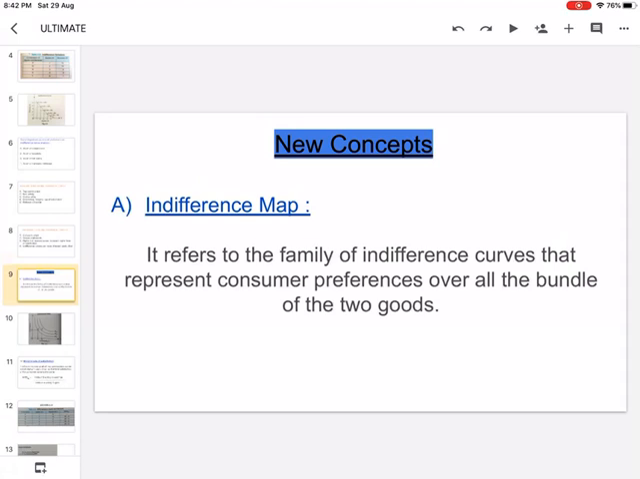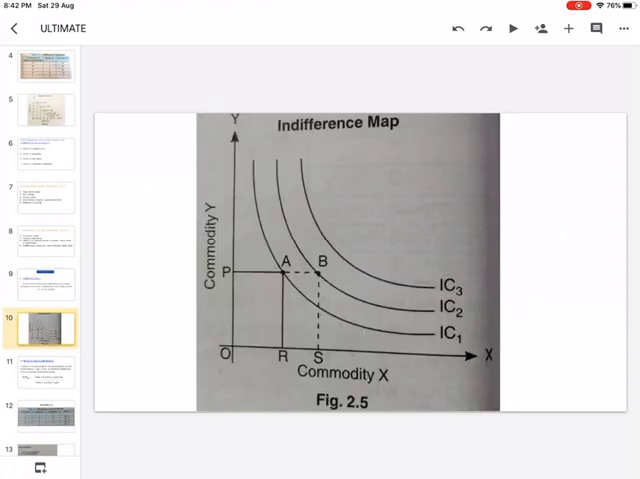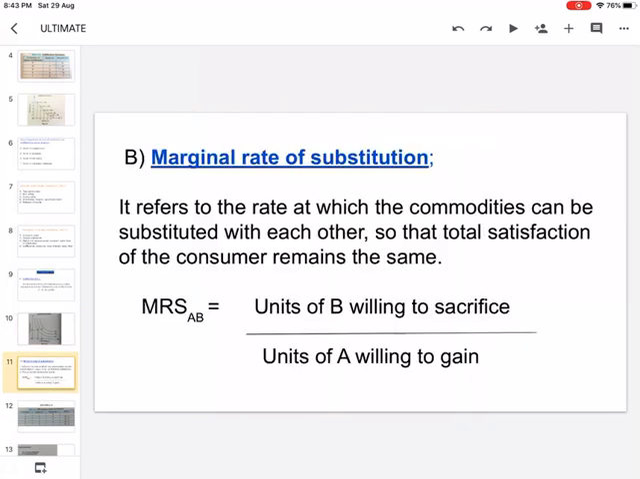One is the concept of indifference map. Indifference map simply means that when we put a number of indifference curves into the same graphical space, what we get is an indifference map, and it is shown in the diagram before you. It's quite simple. And this marginal rate of substitution concept is quite important, like I had told you just now. Let's try to understand it in more detail.